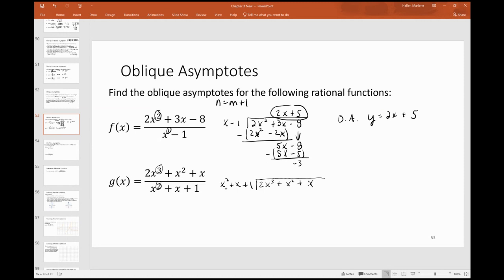All right, now x squared goes into 2x cubed. X squared goes into 2x cubed 2x times. Let me put that over here in the x column. So 2x times x squared is 2x cubed, 2x times x is 2x squared, and 2x times 1 is 2x. All right, let's subtract that out.